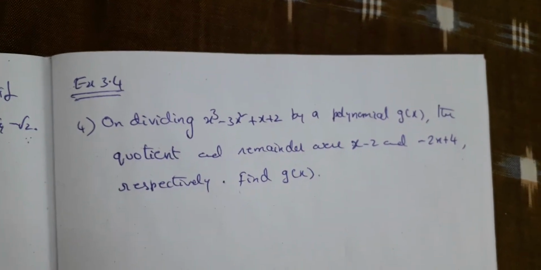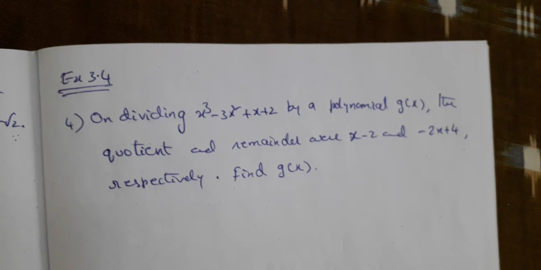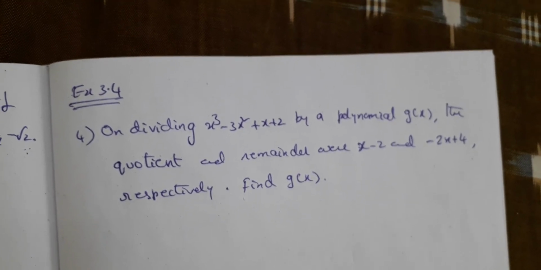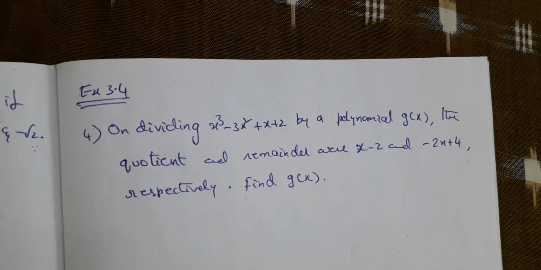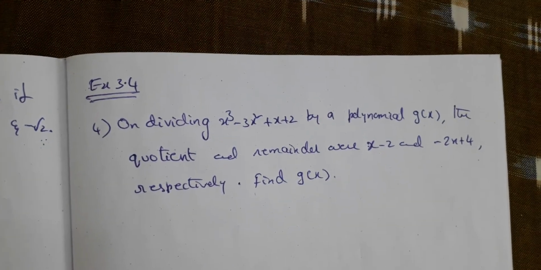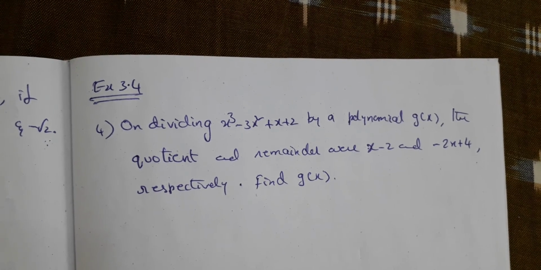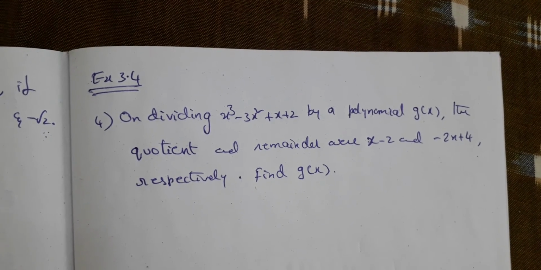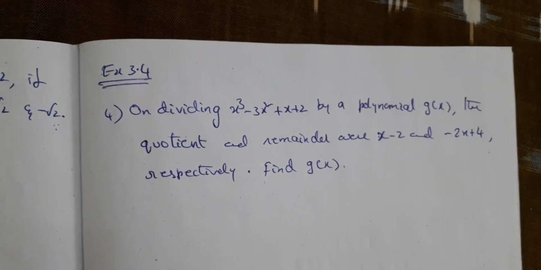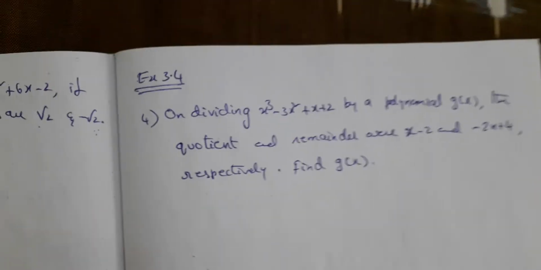So children, I picked a problem from your exercise 3.4. In this, we have to find out g of x. But here zeros are not given to us. So what are given to us? Remainder and the coefficient, coefficient and remainder are given to us. So using the division algorithm equation, you can find out g of x from that. Okay, so now let us see how to solve this.